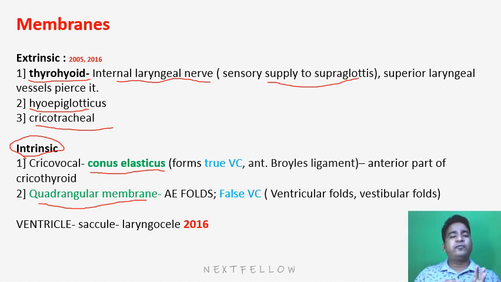So try to remember, false vocal cords are formed by the quadrangular membrane, whereas the true vocal cords are formed by the conus elasticus. Now, what is the laryngocele? Any invagination. We all know about the ventricle of the larynx, the area between the false vocal cord and the true vocal cord. Suppose in this gap, sometimes the mucosa may herniate or invaginate, forming a saccule, and whenever some collection of fluid occurs there, it is known as laryngocele. And again, this has been asked in the exam.